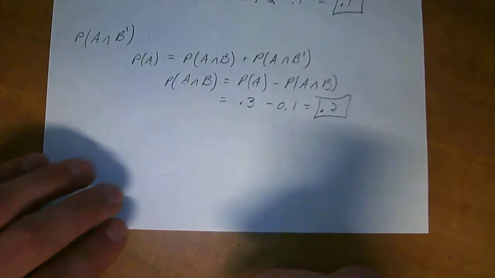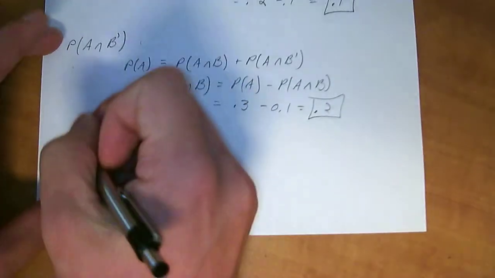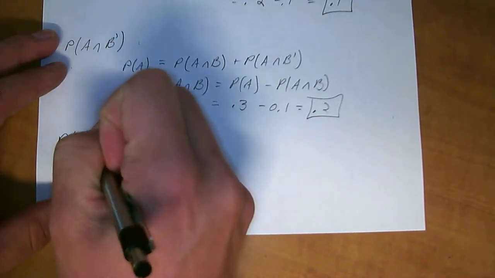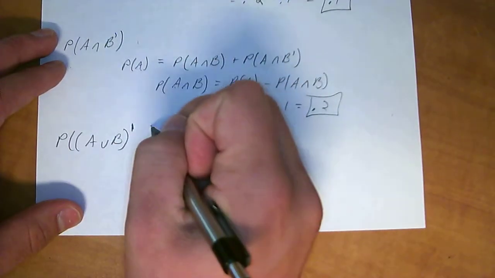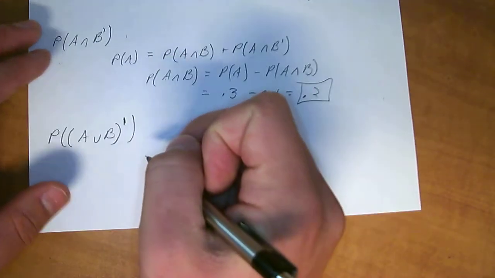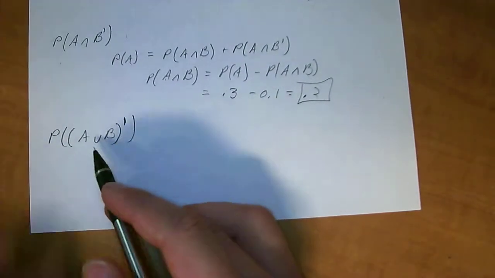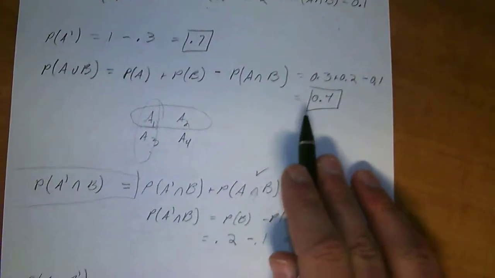Okay, so now moving on to part B. Make sure I get the right one here. All right. Probability of A union with B not. Just like that. Okay. So this one's actually pretty easy because we know the A union B is whatever it was. We found it up here, 0.4 right here.